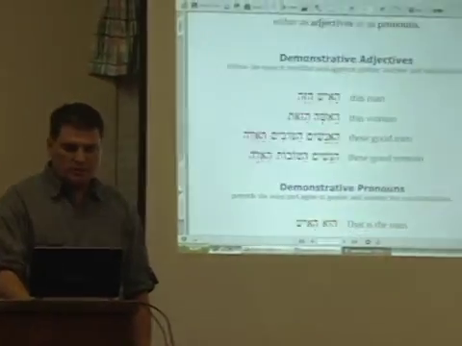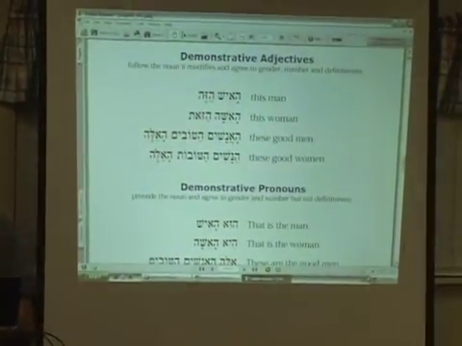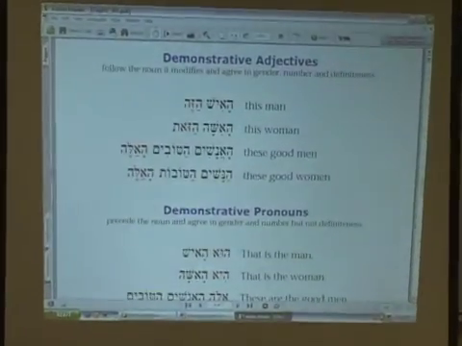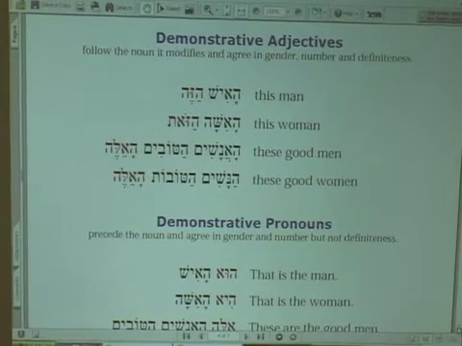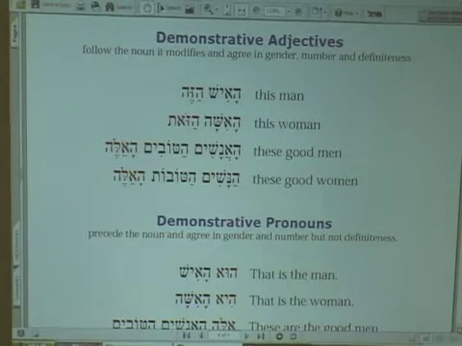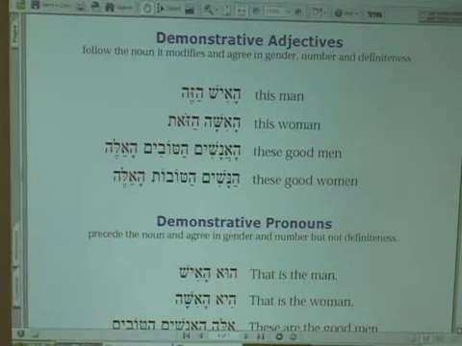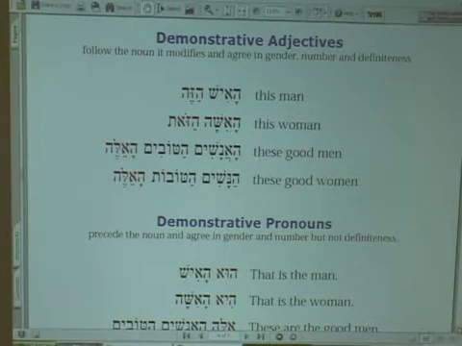How are demonstratives being used in a sentence? Let's say demonstrative adjectives. Haish hazeh on the board, first line. This man. Haisha hazot, this woman. Ha'anashim hatovim ha'elech, these good men. Or hanashim hatovot ha'elech, these good women. These are demonstrative adjectives.